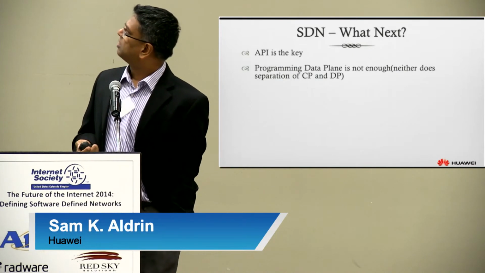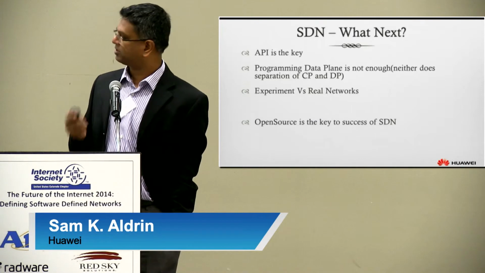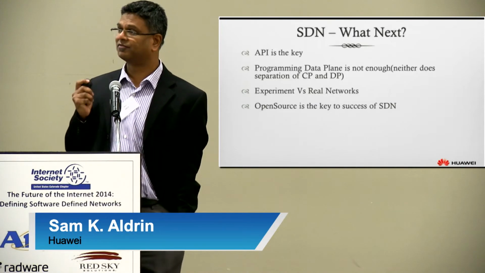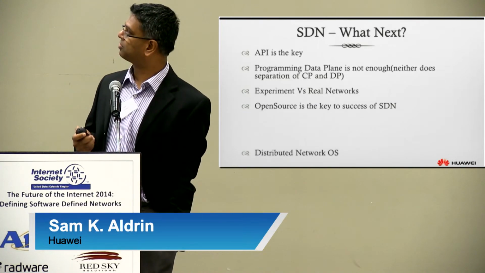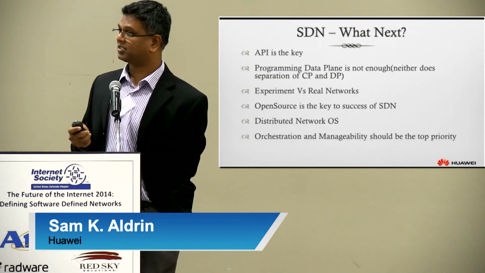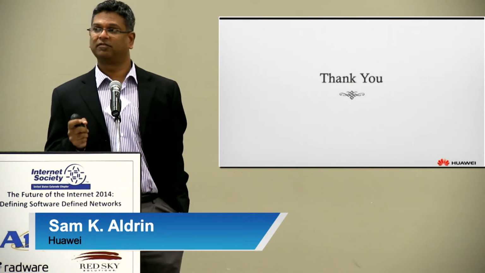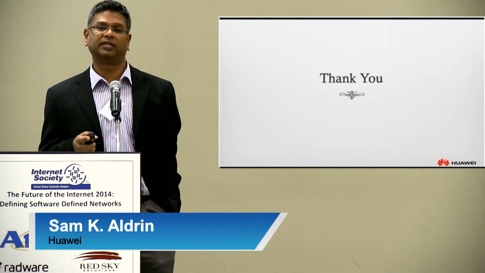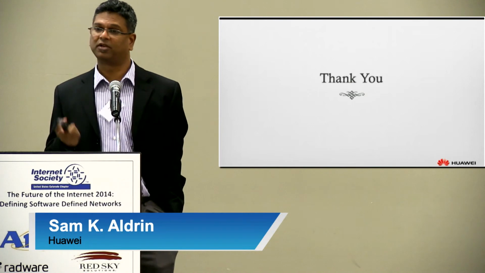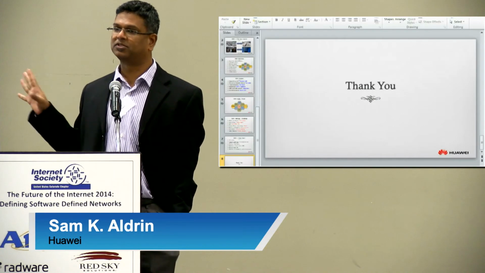API is the key, programming the data plane, talking about the real networks, and of course open source, because that's where everyone could contribute, and distributed network OS, and orchestration and manageability. So these are some of the key aspects which we are all working on, and different vendors are working on too. So I think ensuring those things are getting solved will enable SDN to be successful.